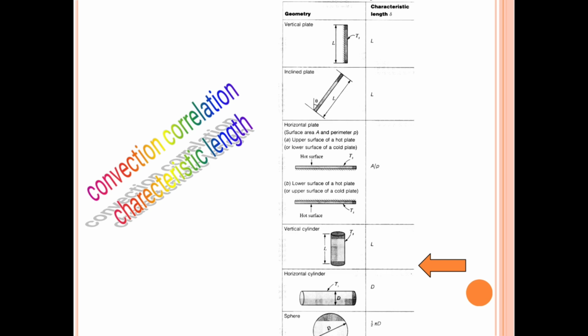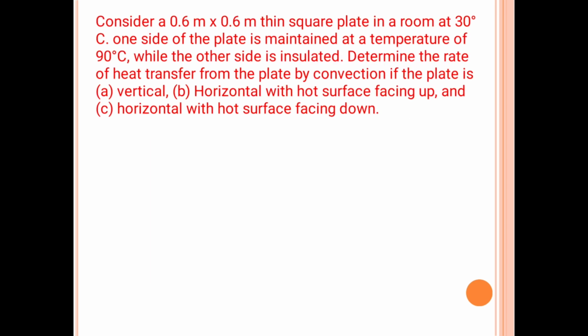The convection correlation characteristic length: in a vertical plane, the characteristic length is L. In an inclined plane also it is L. But in a horizontal plane, it depends upon the hot surface and the upper surface and the lower surface, it may vary. For a vertical cylinder, it is L, and for a horizontal cylinder, the characteristic length is D. For a sphere, it is pi d.